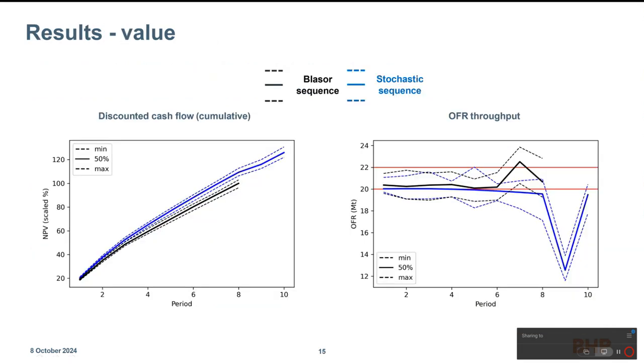And here's our results. So the stochastic sequence is presented with the blue lines. You can see that the P50 is the solid line, and the min and max of the realizations, or the uncertainty around that, is shown with the dashed lines. You can see the stochastic optimizer outperformed the Blazer sequence.